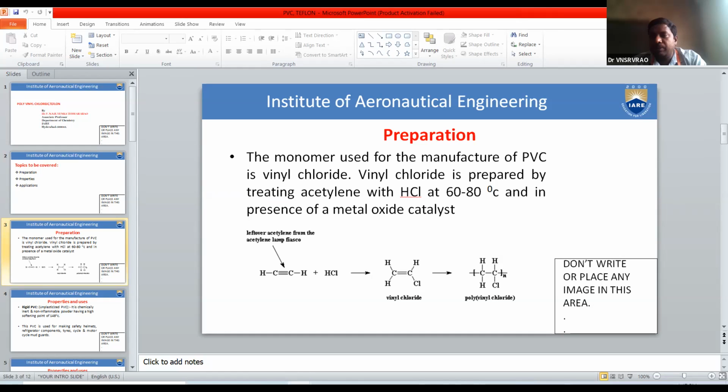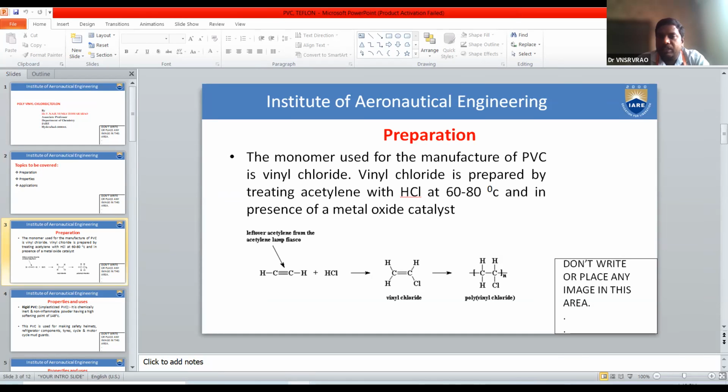Very good. But vinyl chloride is not a direct monomer. It needs some chemical preparation. Okay, ma? Now let us see first of all the preparation of the monomer, then we move to how to synthesize polyvinyl chloride. The monomer used for the manufacture of PVC: PVC, the full form is polyvinyl chloride, and VC means vinyl chloride, which acts as the monomer. And vinyl chloride is not a direct monomer, so it needs to be prepared before starting the synthesis of PVC.